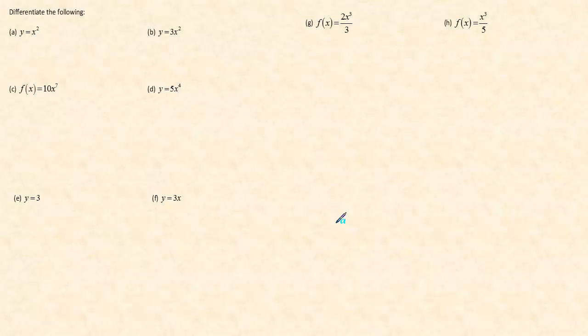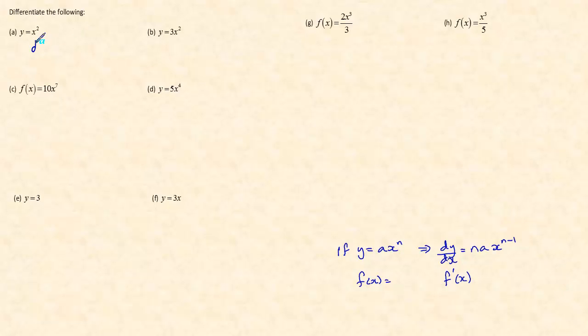We want to differentiate the following. Now remember, if y is equal to ax to the n, that means that dy dx is equal to nax to the n minus 1. So the power here drops down in front and multiplies, and we reduce the power by 1. If we're given f of x, then the dy dx equivalent is f dashed x. So f dashed x is the differential of f of x.